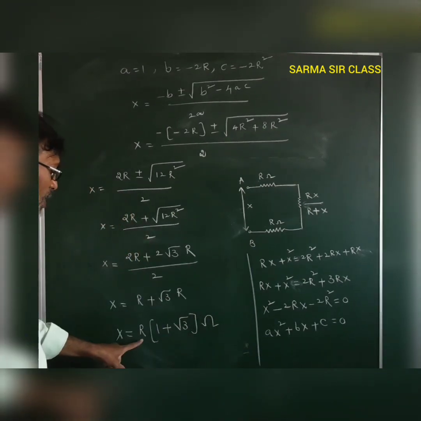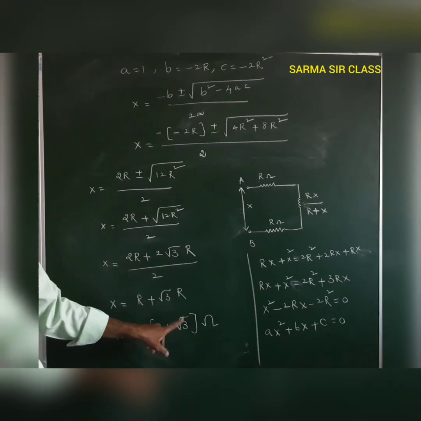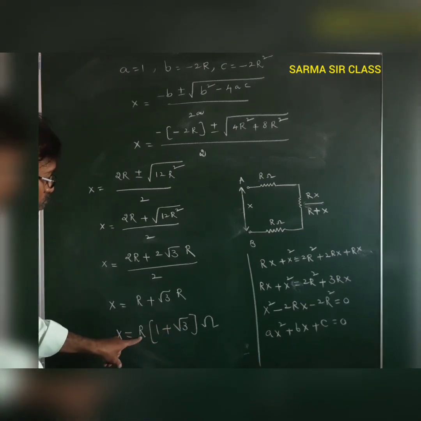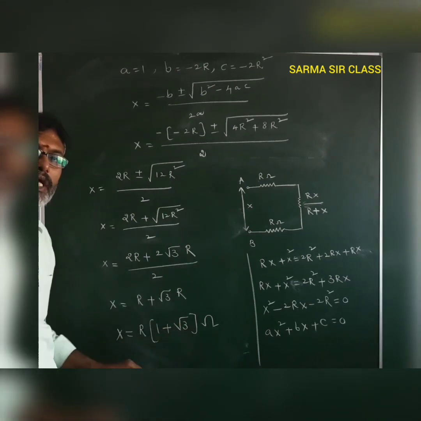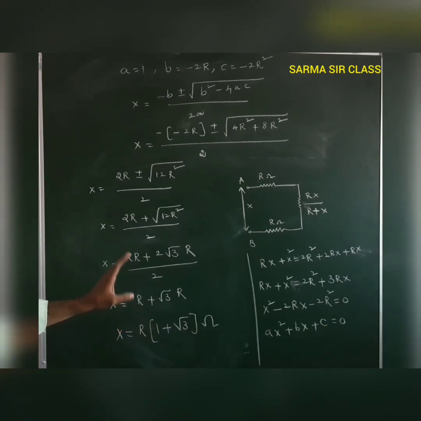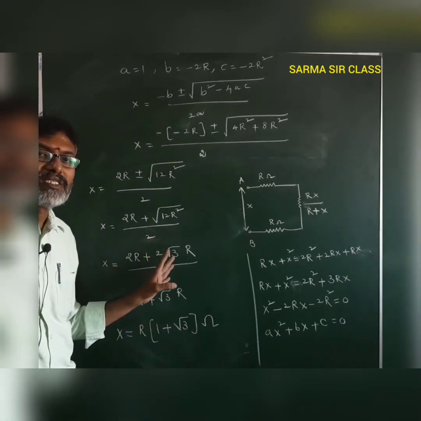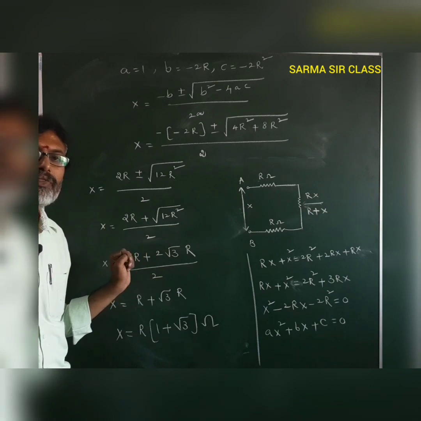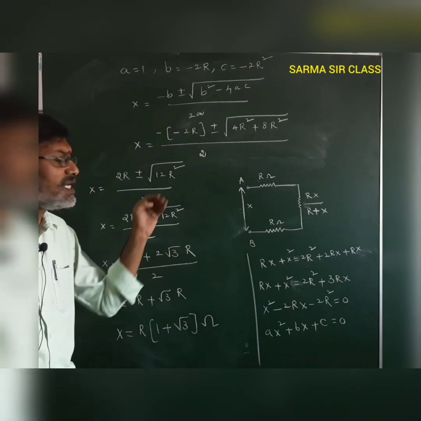If R equal to 1 ohm, what's the value? 1 into 1 plus root 3, that is 1 plus root 3. If R equal to 2 ohm, 2 into 1 plus root 3. So this is a generalized term for the circuit which we considered in the question.